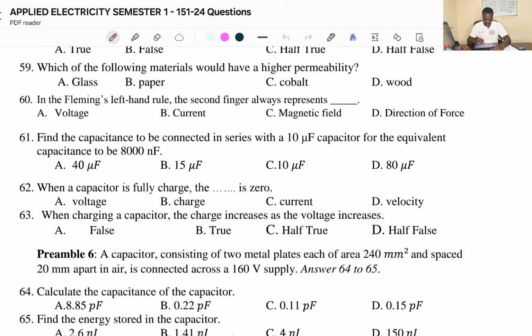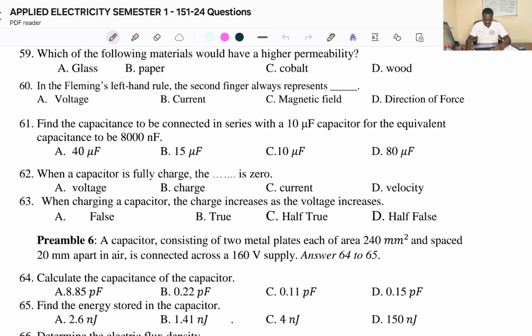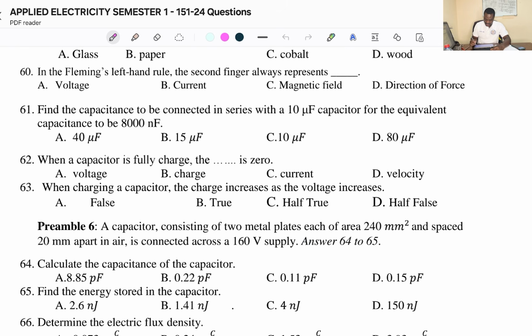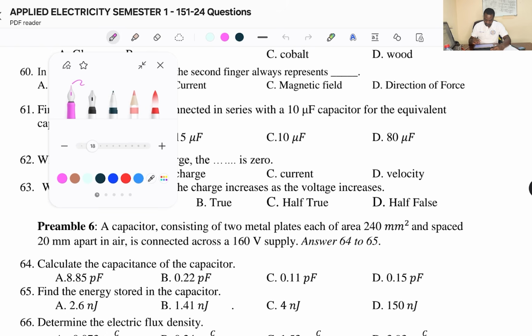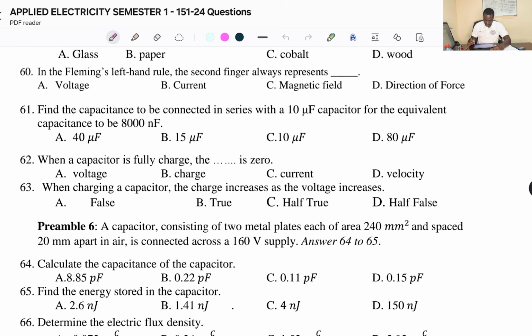Question 61 rather, right? You have question 61. Find the capacitance to be connected in series with a 10 microfarad capacitor for the equivalent capacitance to be 8,000 nanofarad. So to solve this, the 8,000 nanofarad, you have to change it to microfarad so that they are all in the same prefix, right? So that would just be 8 microfarad.